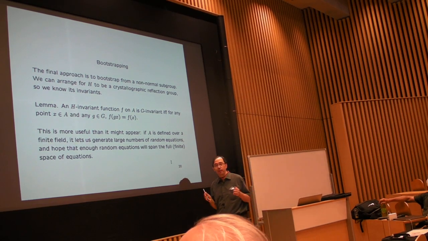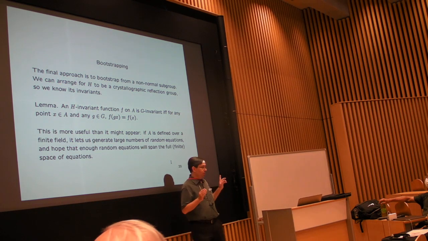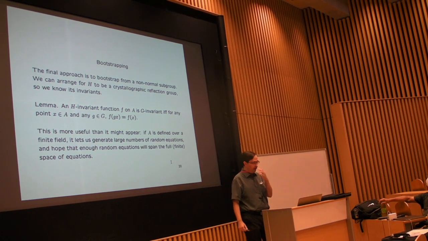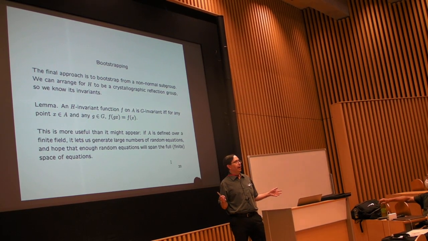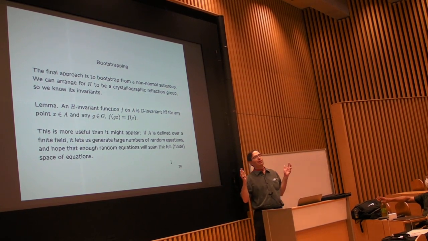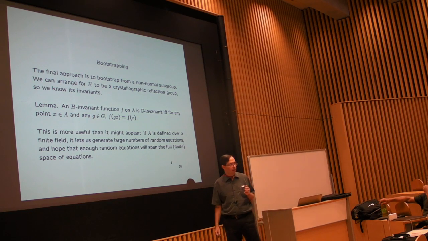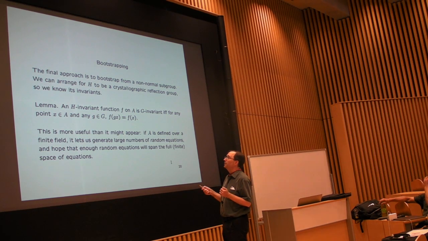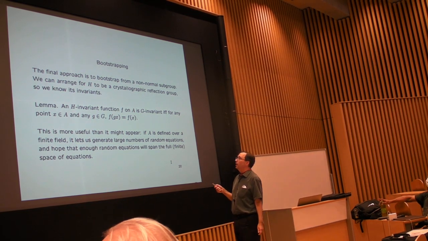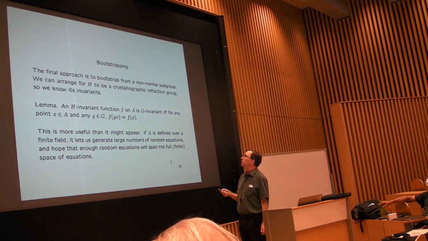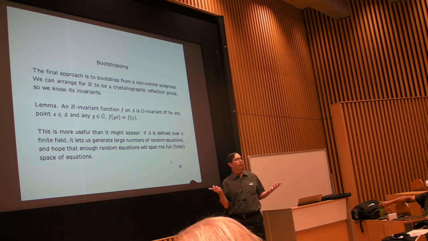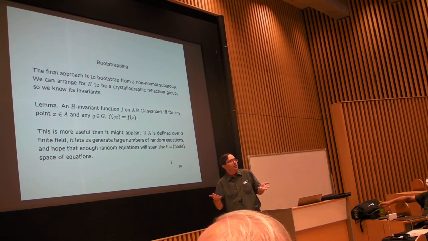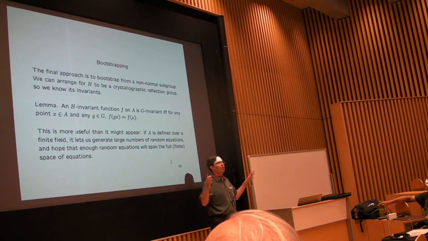And this is a very general approach with a caveat. So the basic idea is we choose a non-normal subgroup for which we can understand the invariants. And by induction, we know this for crystallographic reflection groups. Then we have this nice little lemma: if you have a function on the abelian variety which is invariant under the subgroup, then it's invariant under the big group if and only if, for every point of the abelian variety and every element of the group, it's invariant. This is mostly trivial, but you have to go over the algebraic closure in principle.